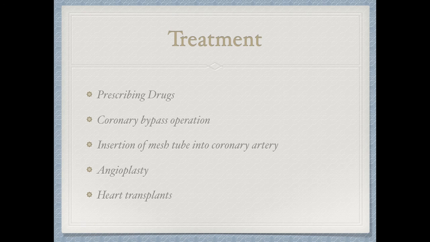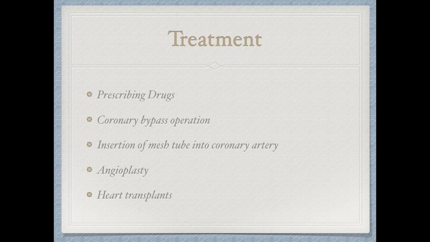And the next one is the insertion of a mesh tube into the coronary artery. This is when a little mesh tube called a stent is inserted inside of the blocked coronary artery to keep it open. Angioplasty is when a tiny balloon is inserted into the blocked artery, and that is inflated using water. This water pushes the artery open, and then it is removed.